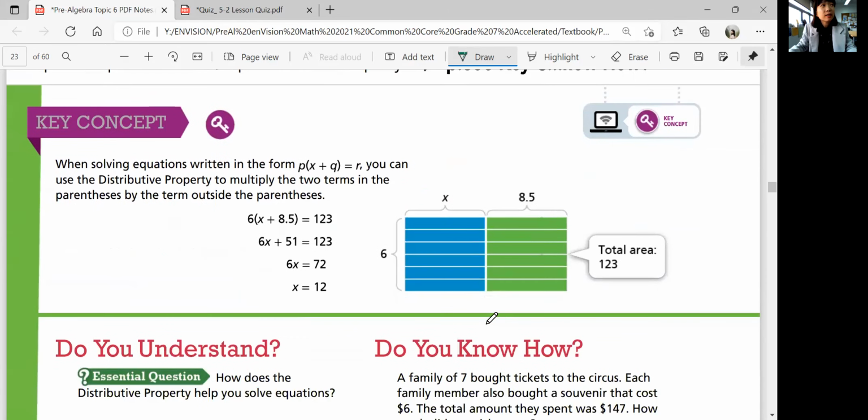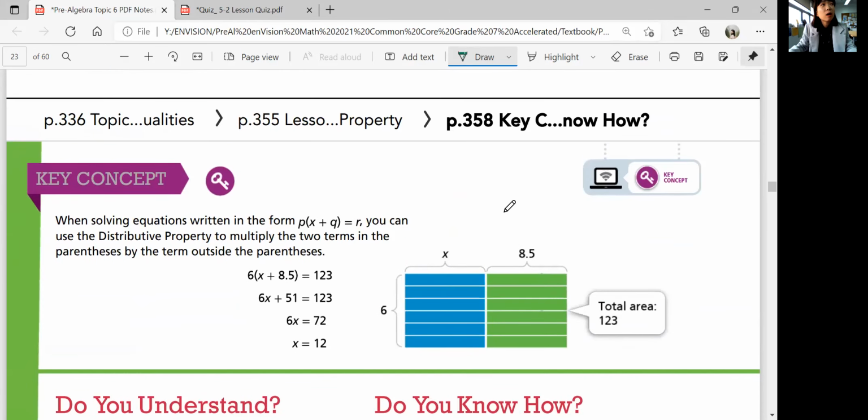Let's summarize our lesson. When solving equations written in the form P times parentheses X plus Q equals R, where P, Q, and R are numbers, you can use the distributive property to multiply the two terms in the parentheses by the term outside the parentheses. And make sure if the term outside the parentheses is negative, you multiply the negative each time. Okay, so that was lesson 6-3, solve an equation using the distributive property.